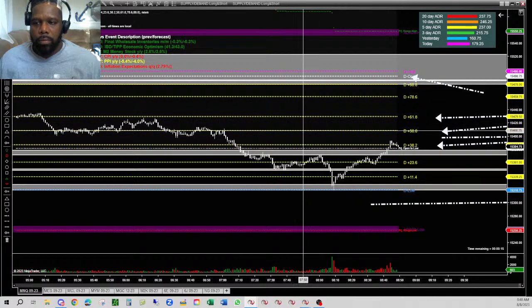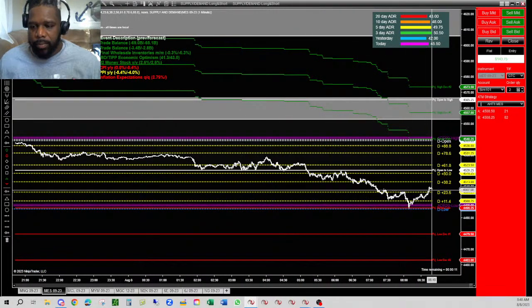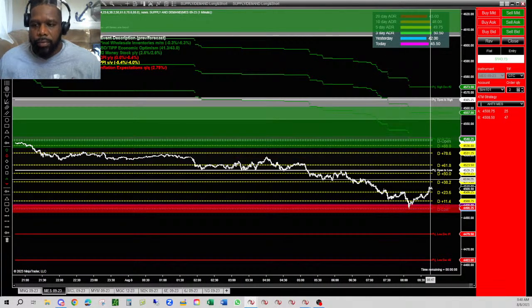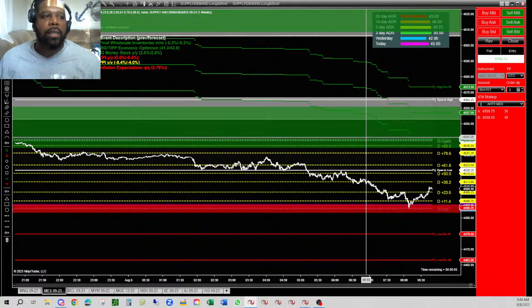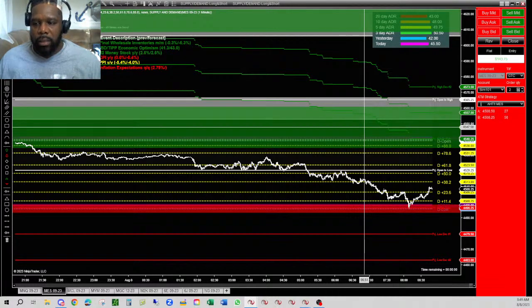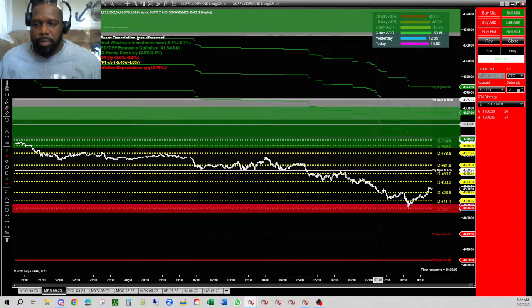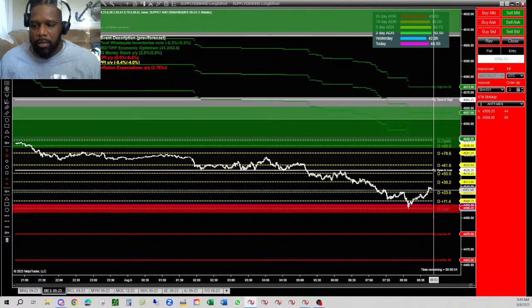So let me look and see what the ES is doing. ES pretty much the same. And what you see on my ES chart here is supply and demand zones. Supply and demand zones here. This is supply zone, this is demand zone. You see what price did, came down to the zone and ran up.